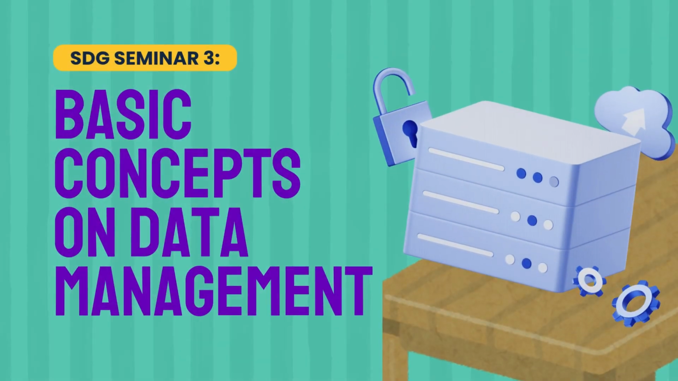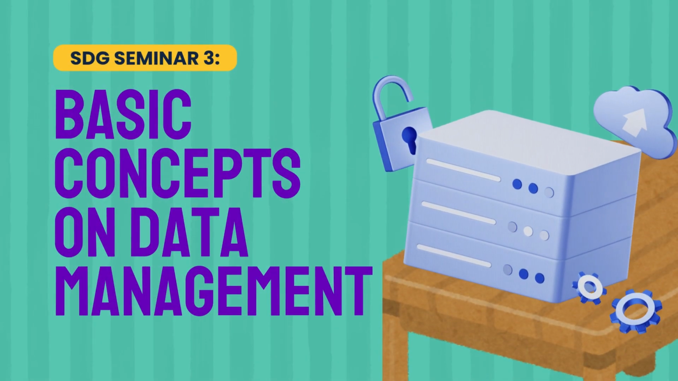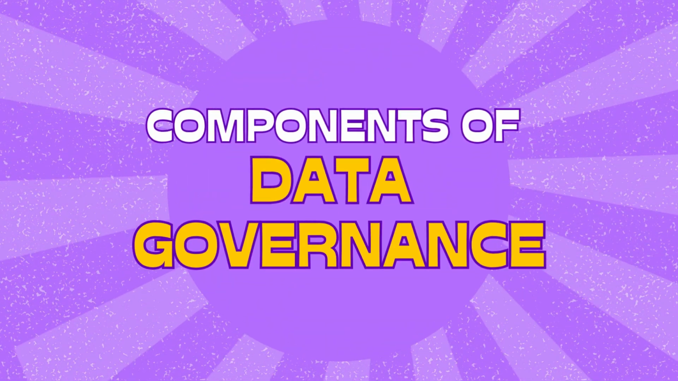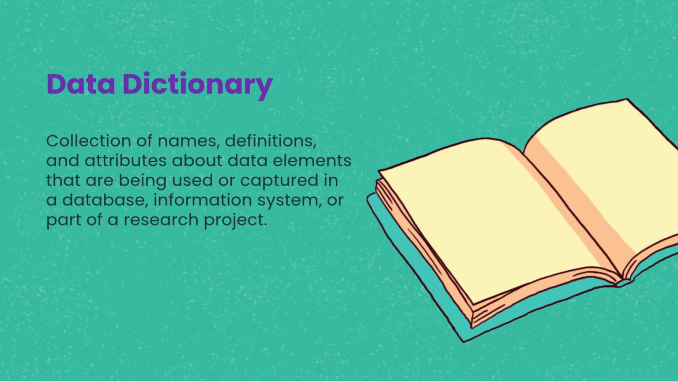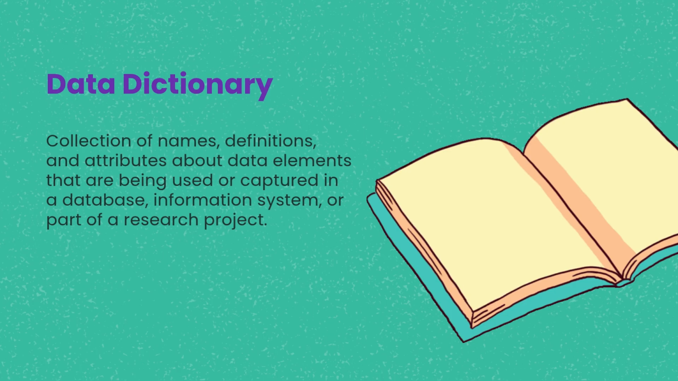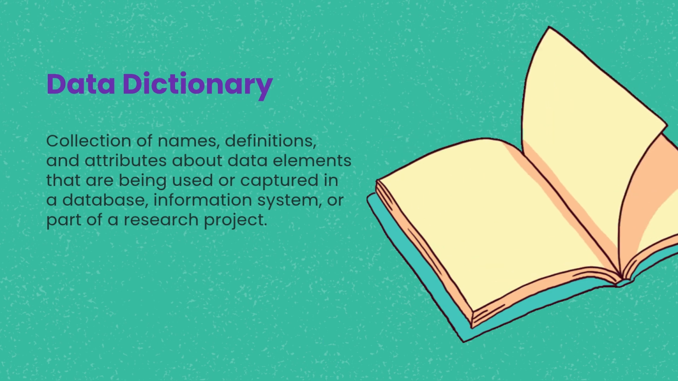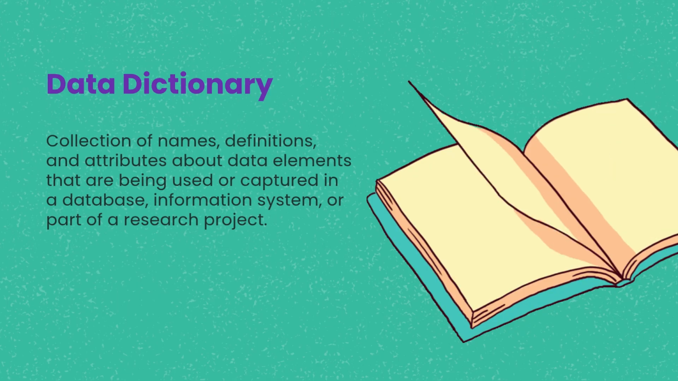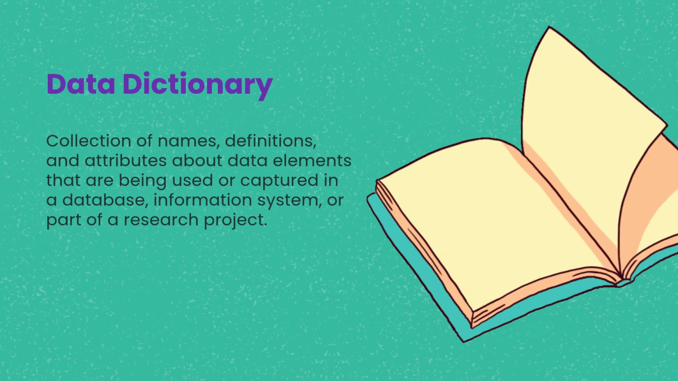Basic concepts on data management. Components of data governance. We'll give a short overview of each of these components. When we say data dictionary, it's the collection of names, definitions, attributes about the data elements that are being used or captured in a database, information system, or part of a research project. Take note, it's a collection.